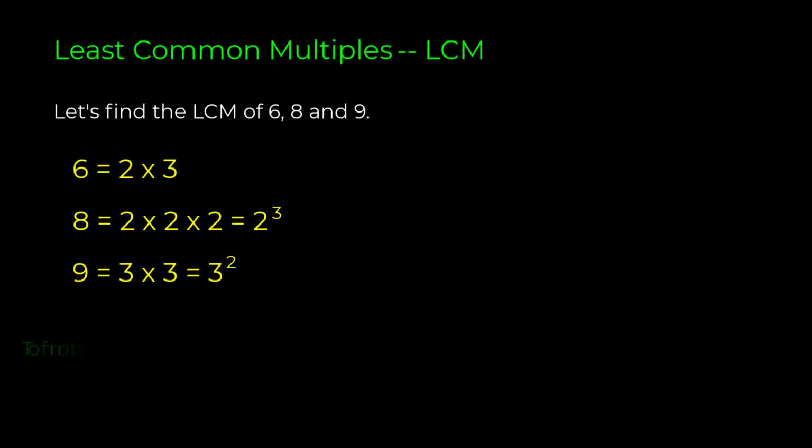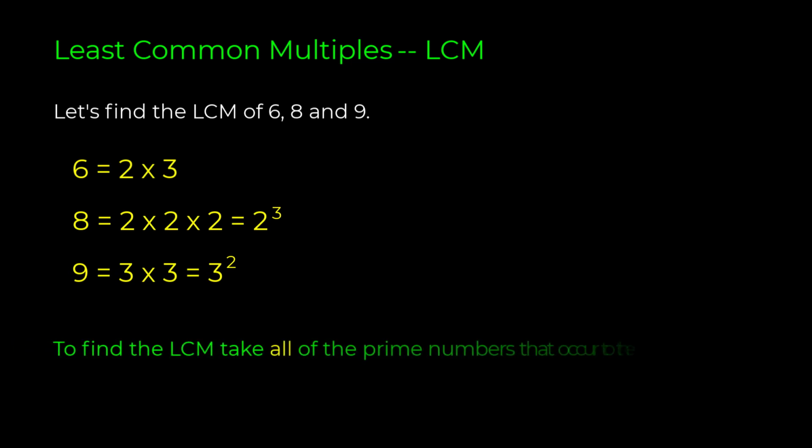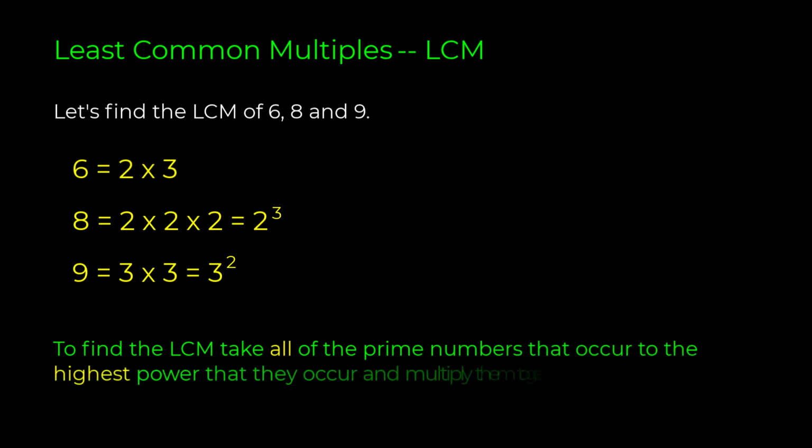In order to find the least common multiple, we take all of the prime numbers that we have found and select the highest power that occurs for each of those prime numbers. Then we multiply those values together. There are two prime numbers. The first is 2, and the highest power of 2 we have is 2 cubed. The second prime number is 3, and the highest power that occurs is 3 squared.